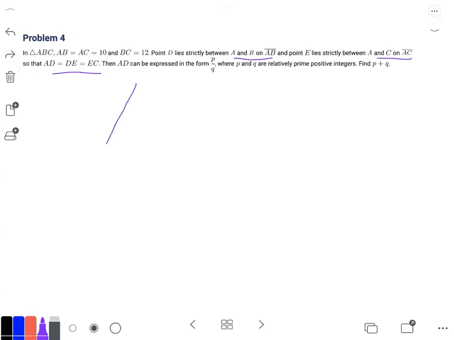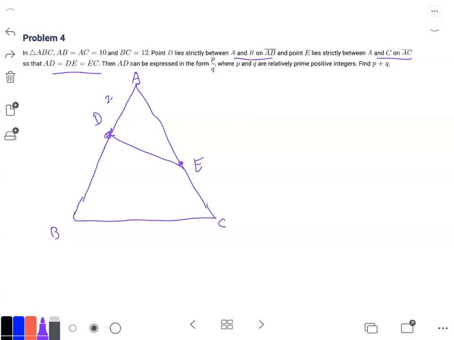Okay, draw, I can tell this is an isosceles triangle. This is ABC, AB is equal to AC is equal to 10, BC is equal to 12. D lies strictly between A and B, E lies strictly between A and C, such that AD is DE is EC. So maybe like AD, DE, EC. So these guys are all the same. Let's call them X. And we want to find AD, so we want to find X.